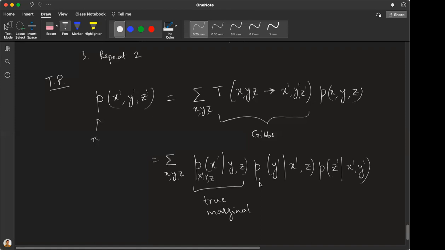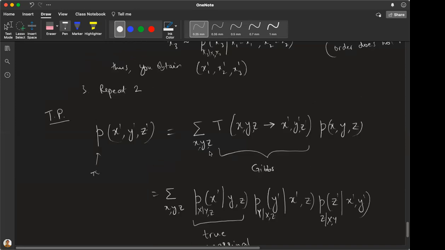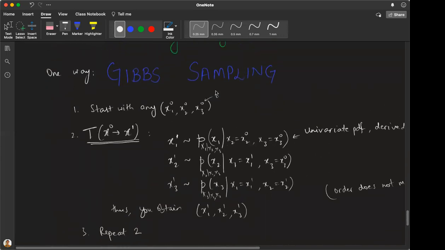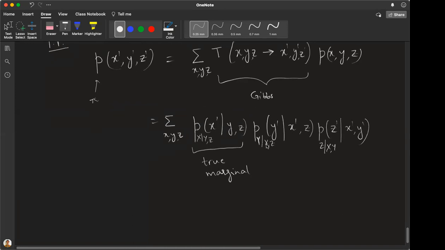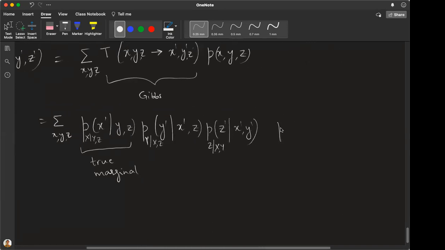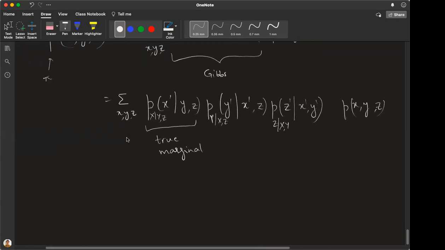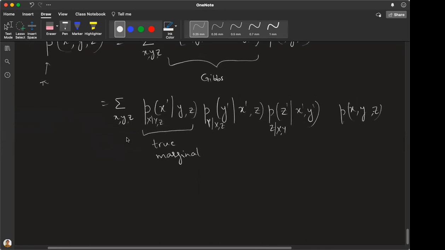So it's capital Y given X comma Z, and this is Z given X comma Y. This marginal PDF is derived from the original pi, so it's a true marginal, times P of x y z here anyway. That's what we want to prove, and I think it's not very difficult to prove.